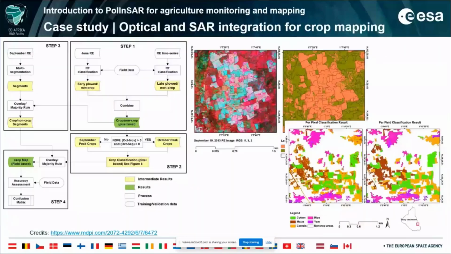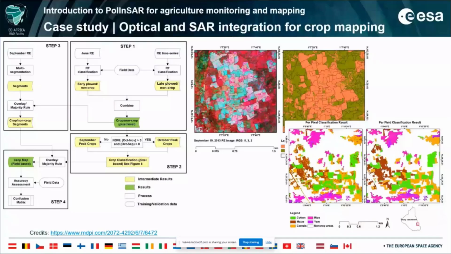This study, for instance, was conducted in a catchment located in the northwest part of the Republic of Benin. Like other parts of West Africa, agriculture here is mainly rain-fed. And here the analysis was conducted with RapidEye images combined with TerraSAR-X.